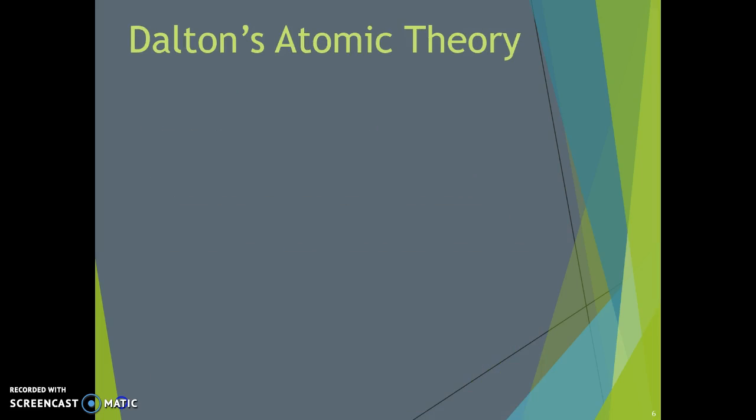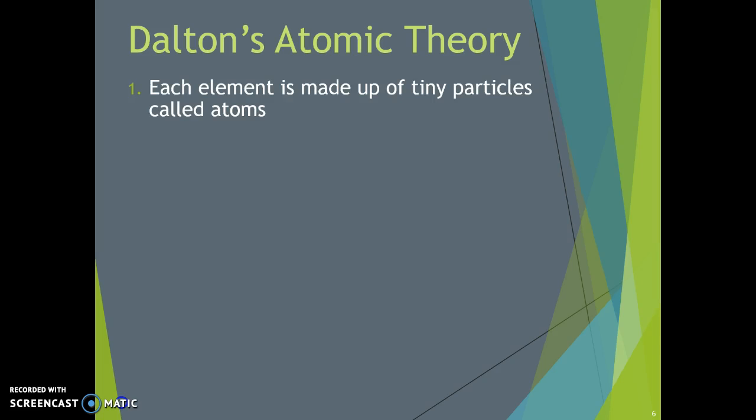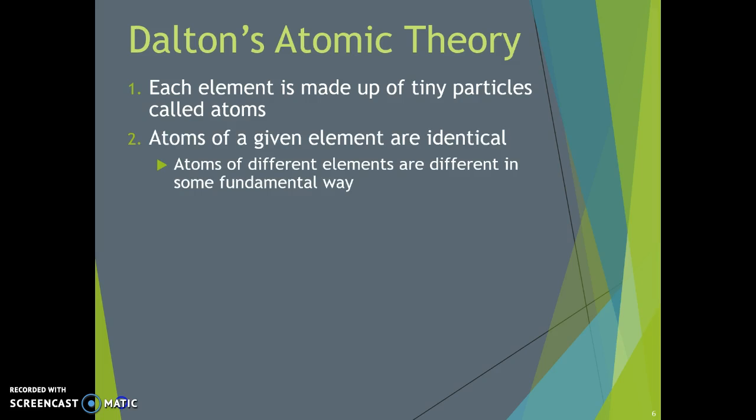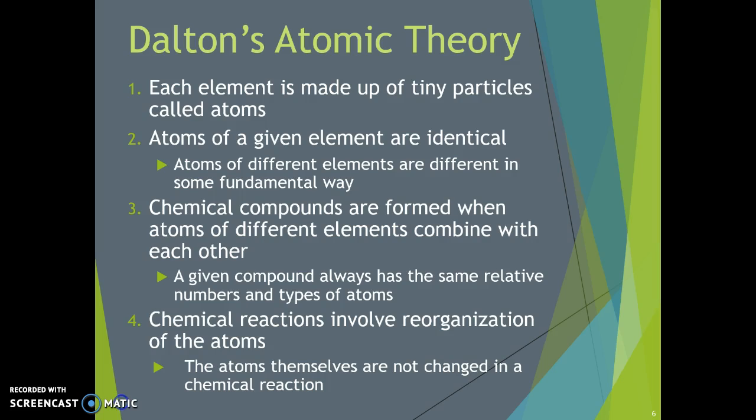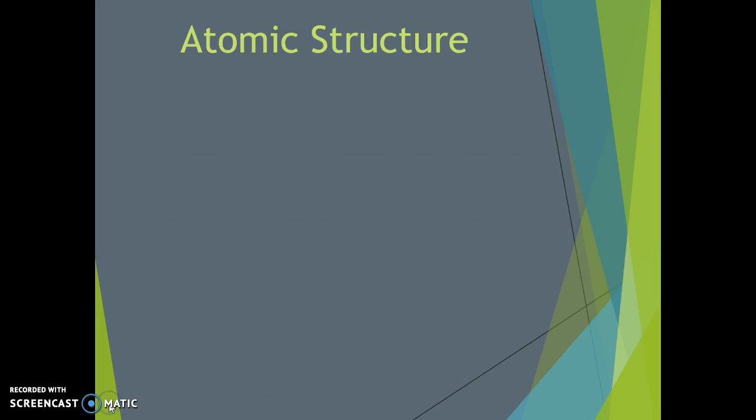Dalton is most known for his atomic theory, which has a couple general principles. He said each element is made up of tiny particles called atoms, that atoms of any element are identical, that compounds are formed when atoms of elements combine with one another, and chemical reactions are a result of the reorganization of atoms. Now let's review the structure of an atom.